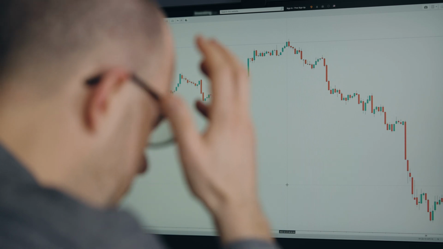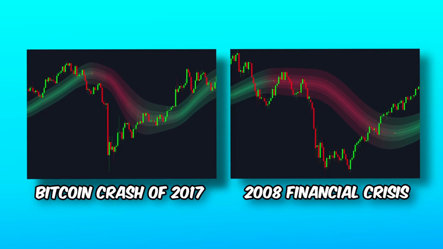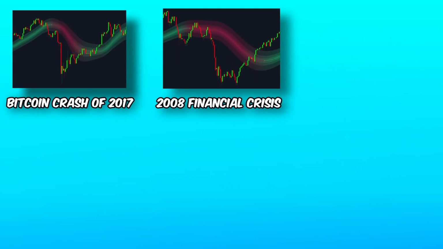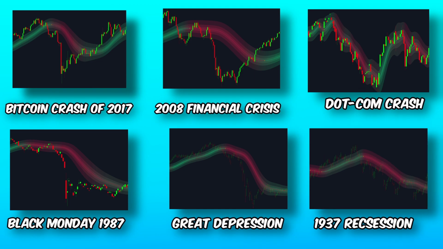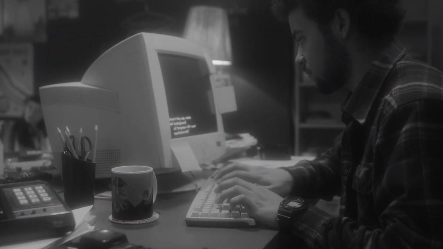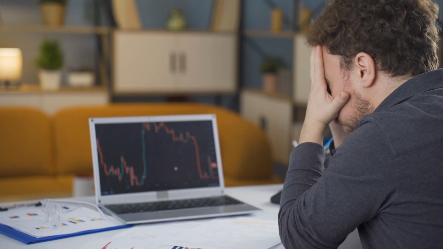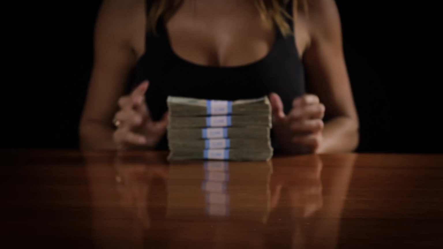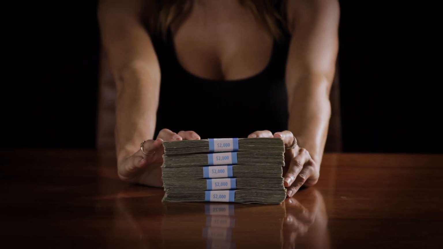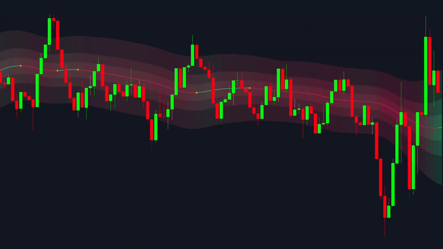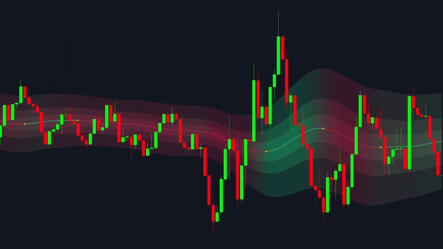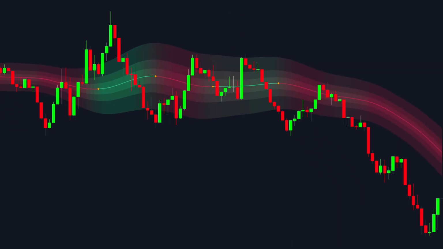But here's where things get crazy. This indicator hasn't just predicted these two crashes, it has signaled almost every major market reversal for years, often days before it happens. That means if traders back then had this tool, they could have avoided massive losses and even capitalized on the biggest moves in history. So the question is, what is this indicator? How does it work? And most importantly, how can you use it to get ahead of the market today? Well, let's break it down.